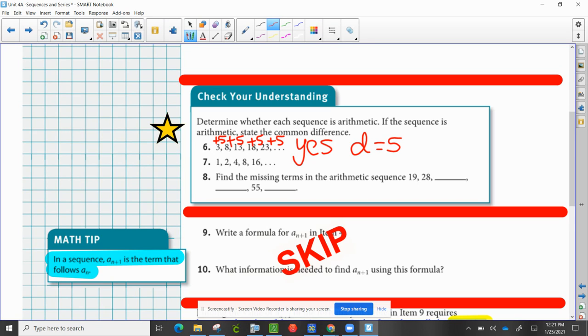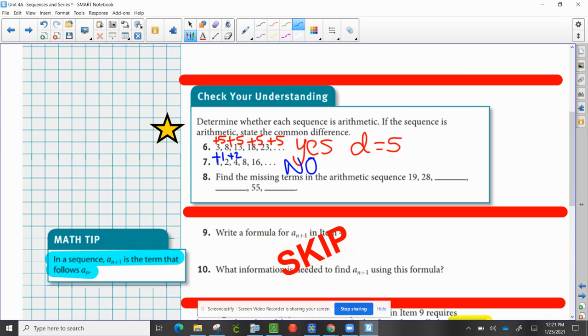Let's look at number 7. The numbers go 1, 2, 4, 8, 16. Is this arithmetic? Remember, arithmetic means we need to be adding by the same number. It's got to be consistent. If it gets from 1 to 2, that means we would add 1. But to go from 2 to 4, we would have to add 2. So really, no, this one is not arithmetic.